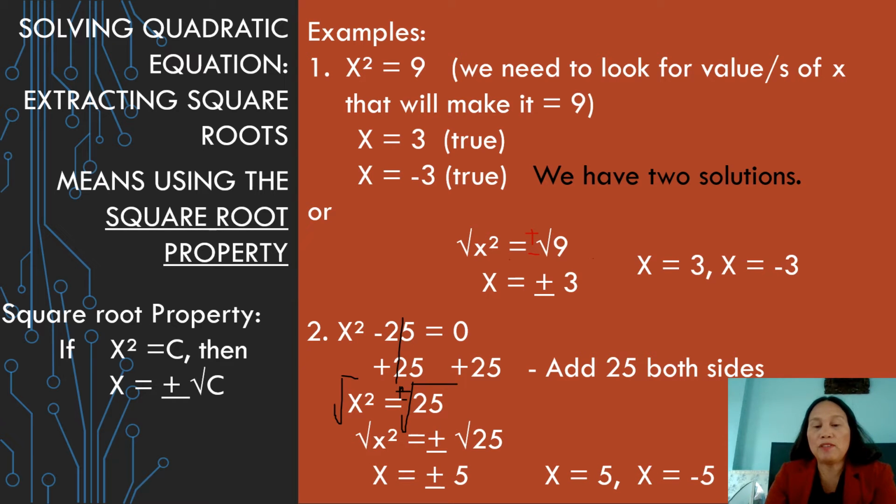What is the value of x? Square root of 25 is 5. So positive and negative 5. So we can separate that. The first value of x is equal to 5, and the second value of x is negative 5.